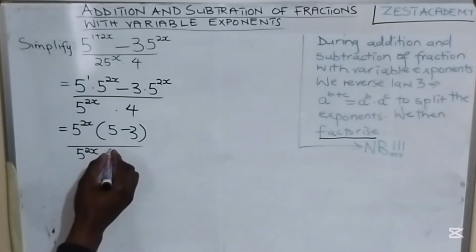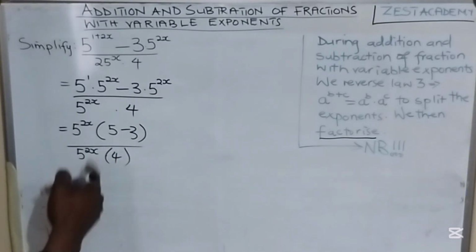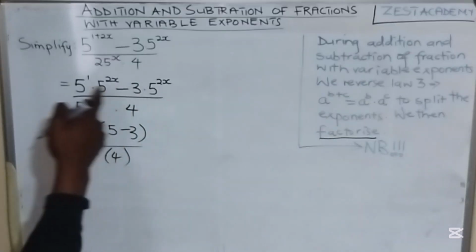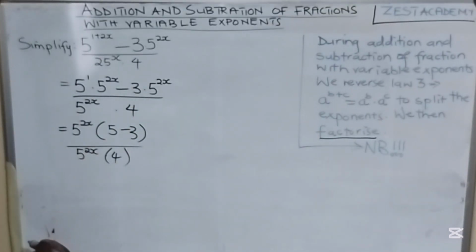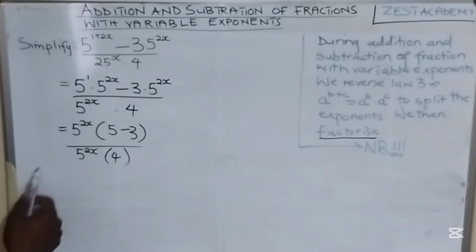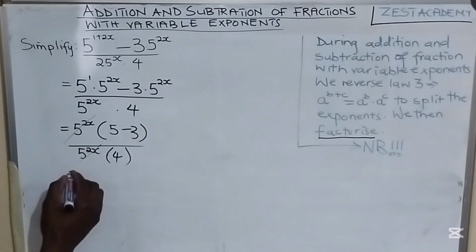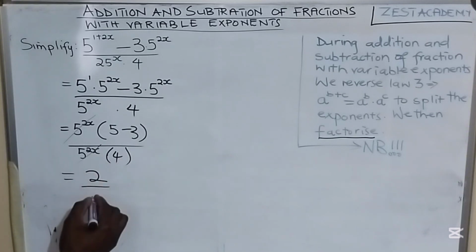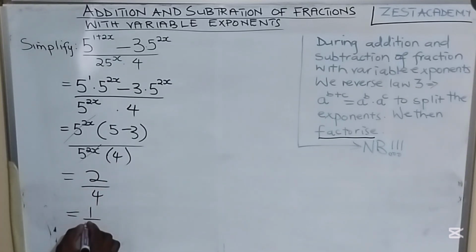We can factorize that if you want. You can also write it like this. I decided to write it like this to show those who don't understand. It's like factorizing, like what we did on top. We took out 5 to the power of 2x, and then we were left with 5 minus 3. So we can do the same at the bottom. If we do that, you can see that these two will cancel out. What is left on top is 5 minus 3, that's 2. At the bottom we have 4, and 2 over 4 is equal to half. Great.